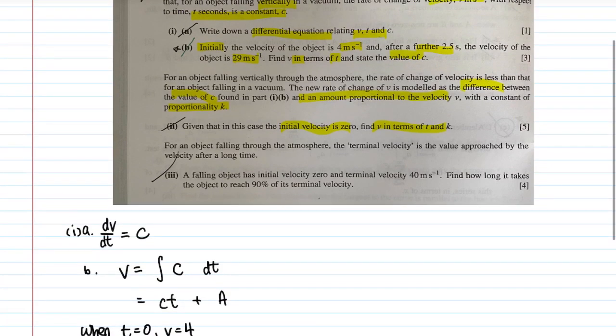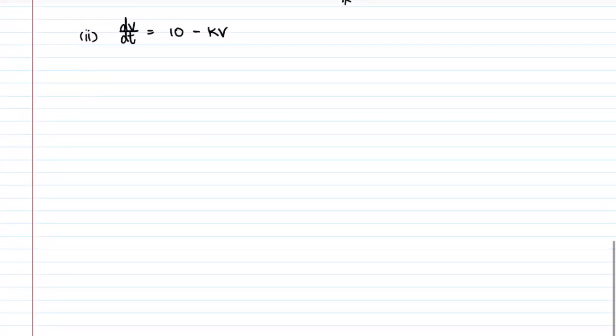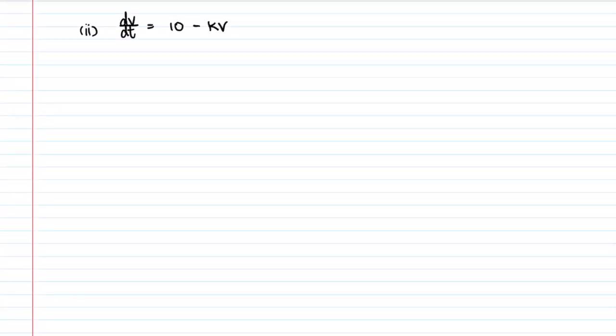Okay, because over here it says that it is the difference between the value found in the value of c, which we found is 10, and the amount proportional to velocity v with a constant of proportionality k. So over here is where you can start to apply what you've learned in differential equations, which would be to cross the things over.